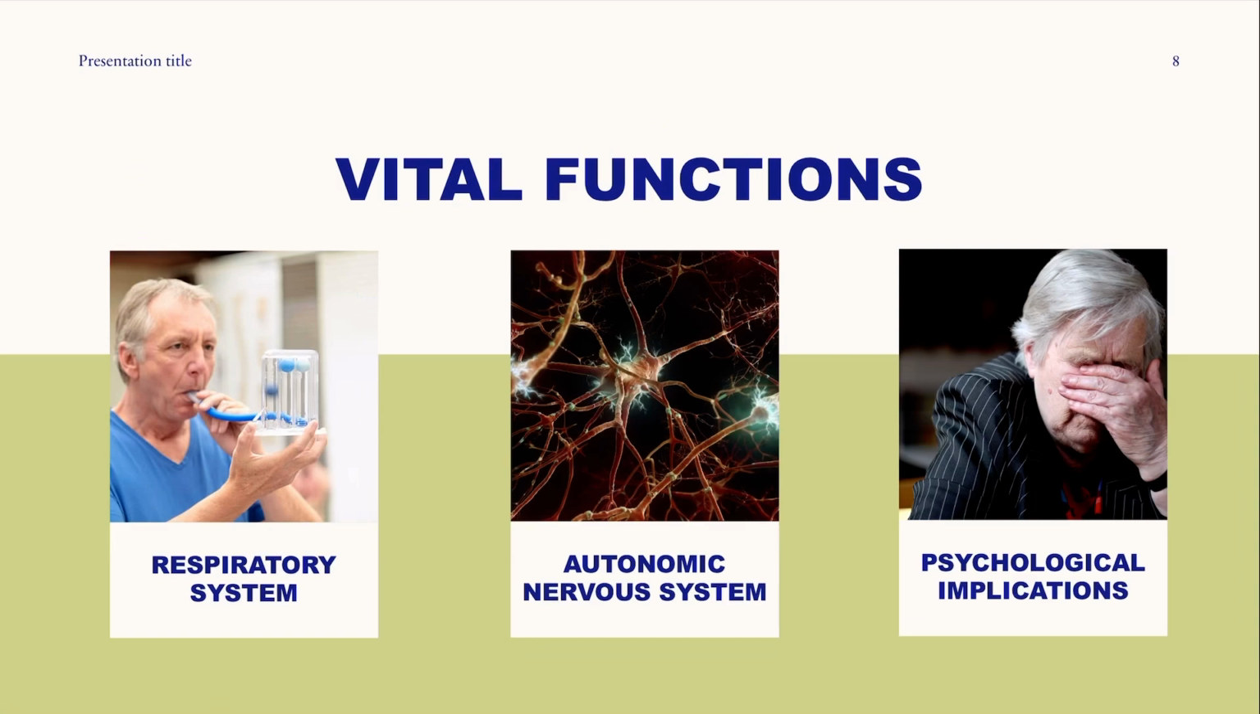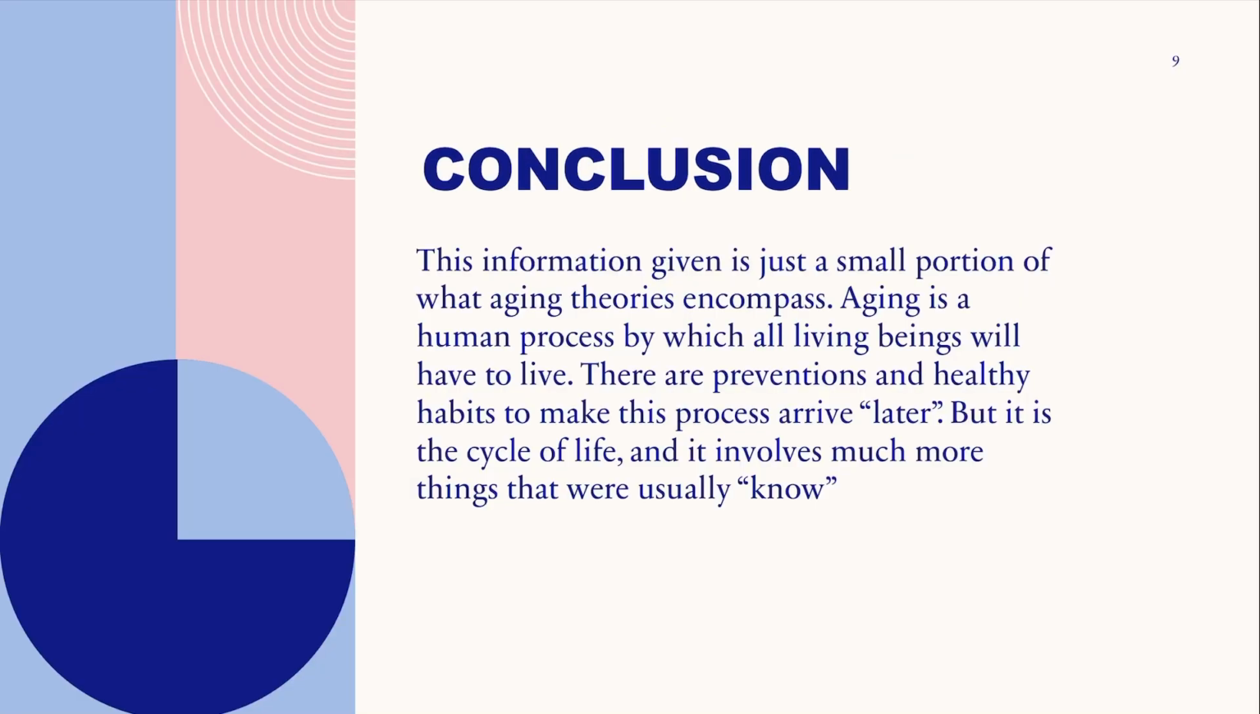And just like the cardiovascular system, there are multiple vital functions, such as the respiratory system, autonomic nervous system, and psychological implications. This information is just a small portion of what aging theories encompass. Aging is a human process which all living beings will have to go through. There are preventions and healthy habits to make this process arrive later, but it is a cycle of life and it involves much more than what we usually know.